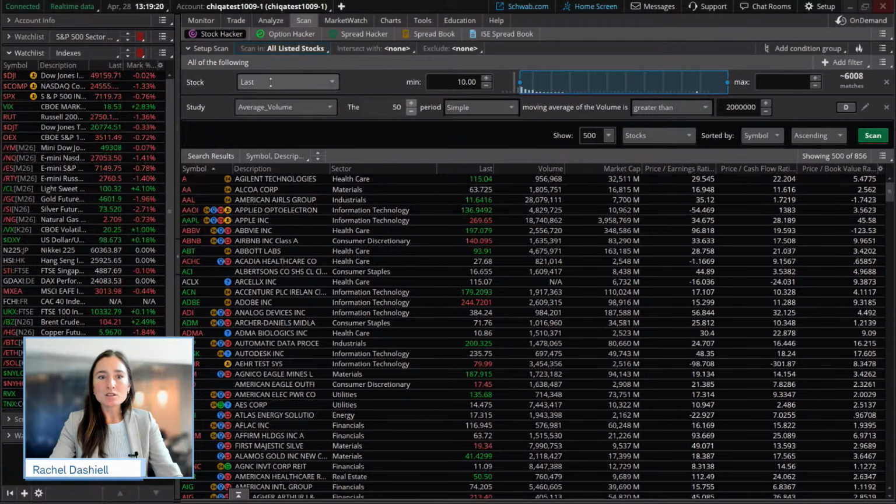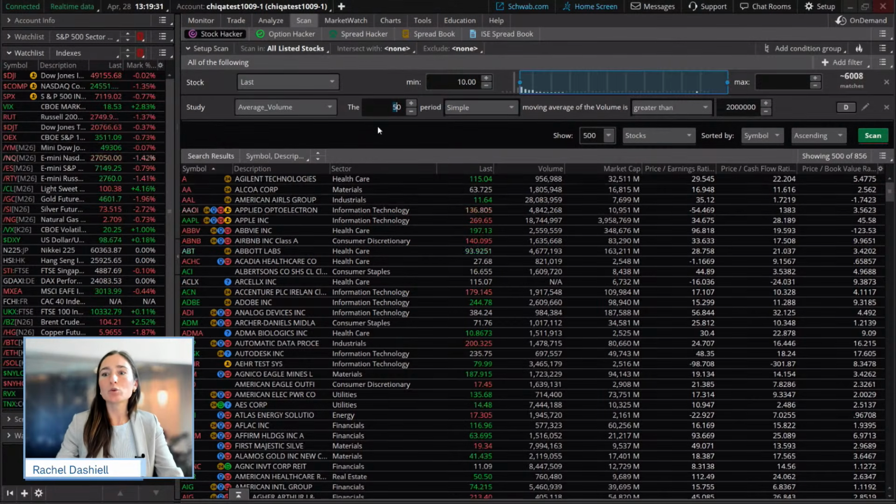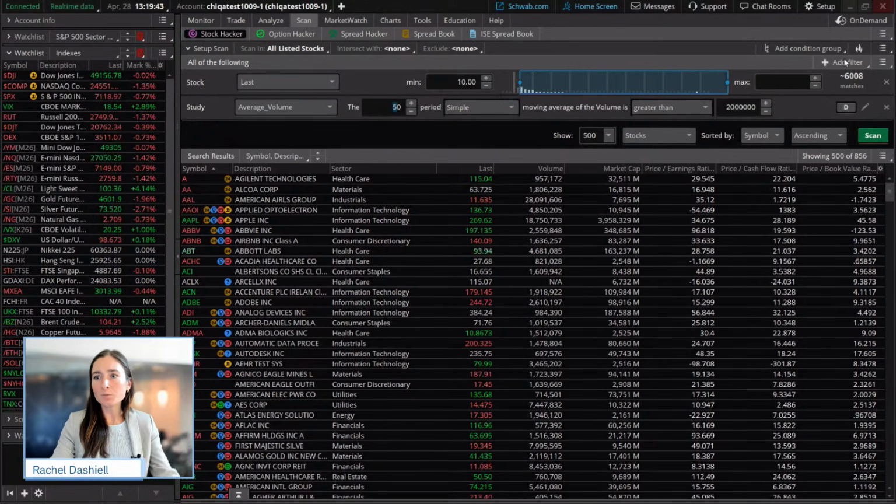And we are also going to look for stocks that are greater than $10, and we're going to look for stocks that have a 50-day average of volume greater than 2 million. The reason why I chose 2 million is because the higher the liquidity of the stock, likely the more liquid the options as well.